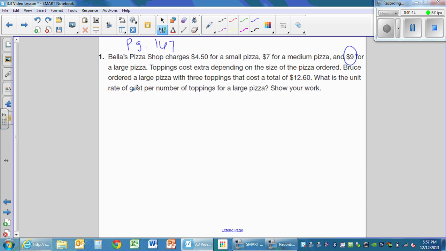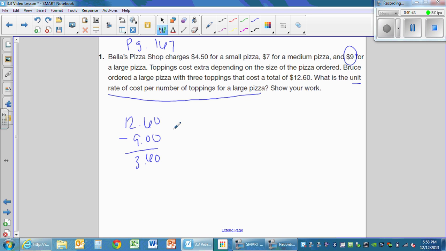Show your work. Okay, so the question is the unit rate of cost per number of toppings on a large pizza. So how much does 1 topping cost if you order a large pizza? Well, to start out, we need to take the $12.60 and subtract off the $9 pizza. If we subtract off the $9 pizza, we should get $3.60 for just the toppings alone.